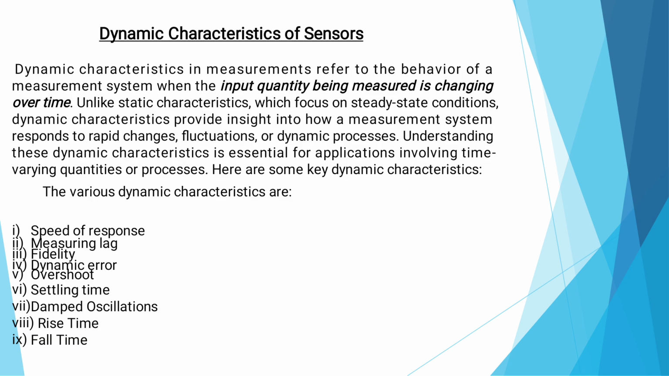These characteristics are very important in biomedical applications because physiological signals such as ECG, blood pressure, respiration and temperature vary continuously with time. The important dynamic characteristics are measured by speed of response, measuring lag, fidelity, dynamic error, overshoot, settling time, damped oscillations, rise time and fall time. These parameters help in evaluating the performance and accuracy of biomedical sensors.